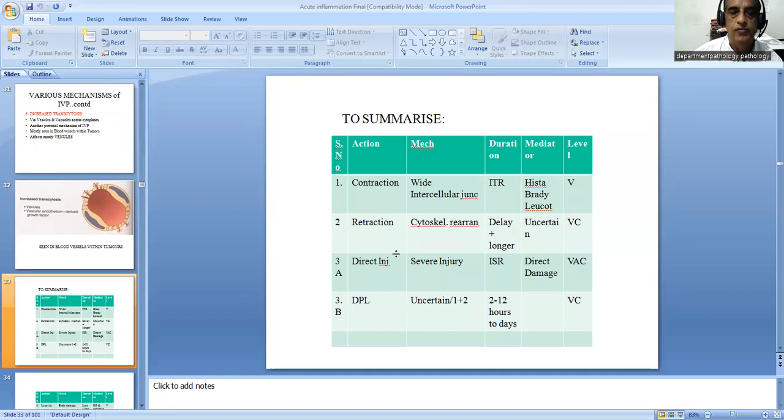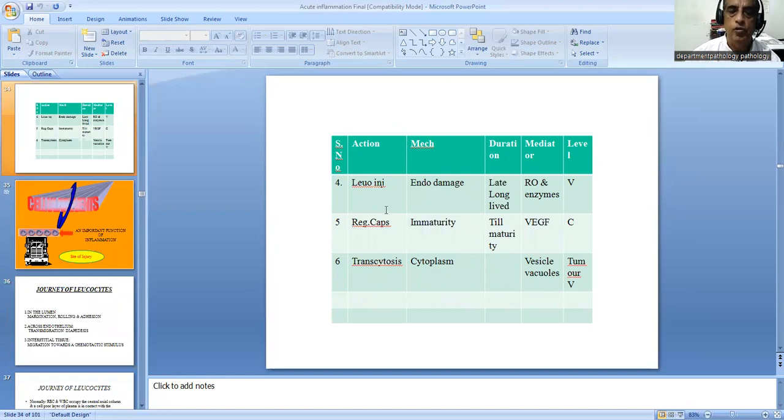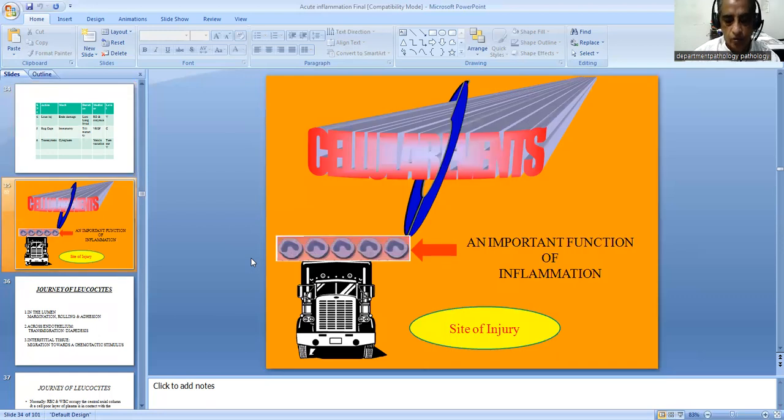So to summarize, we have seen that there is contraction, retraction, direct injury in the form of A and B, the immediate sustained response, and the delayed prolonged leakage, and then the leukocyte-mediated injury, the regenerating capillaries, and transcytosis. So this summarizes the ways in which increased vascular permeability can contribute to the leakage of protein-rich fluid into the extravascular compartment.